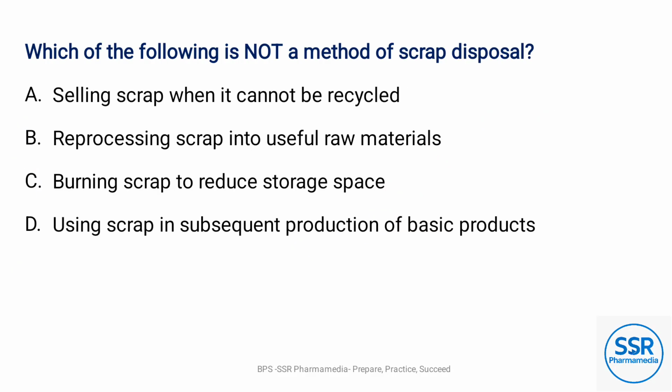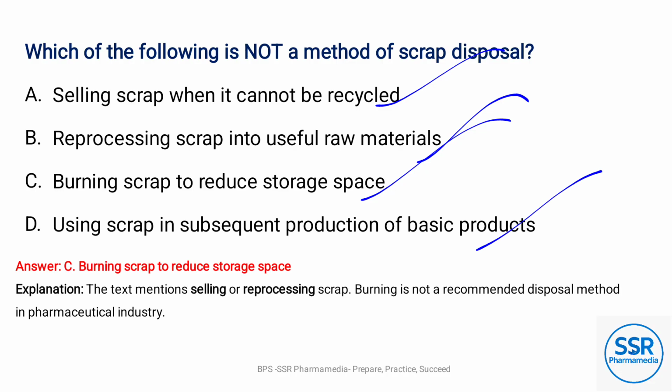Which of the following is not a method of scrap disposal? Option A. Selling scrap when it cannot be recycled. Option B. Reprocessing scrap into useful raw material. Option C. Burning scrap to reduce storage space. Option D. Using scrap in subsequent production of basic product. So the answer is option C. Burning scrap to reduce storage space.